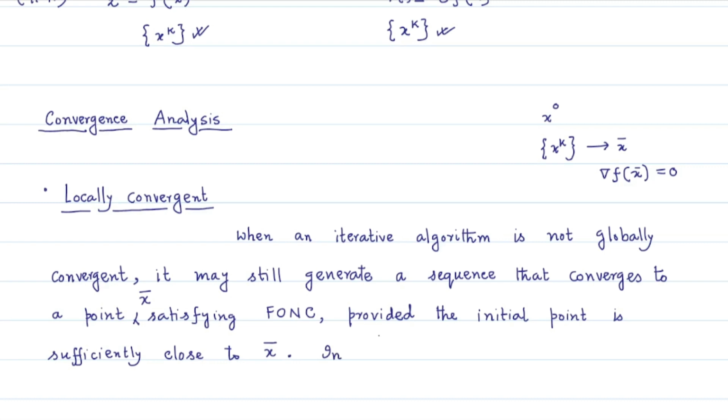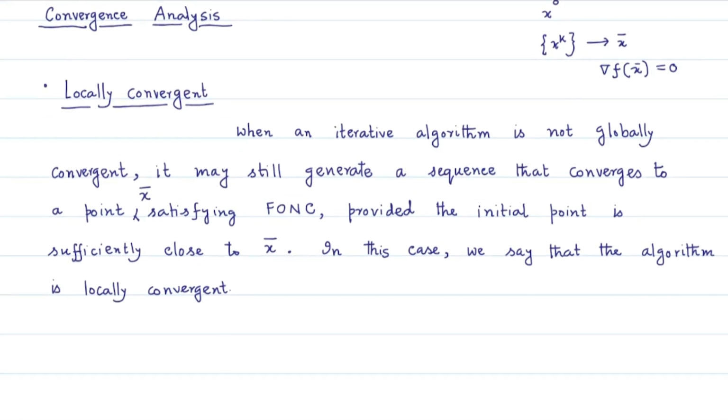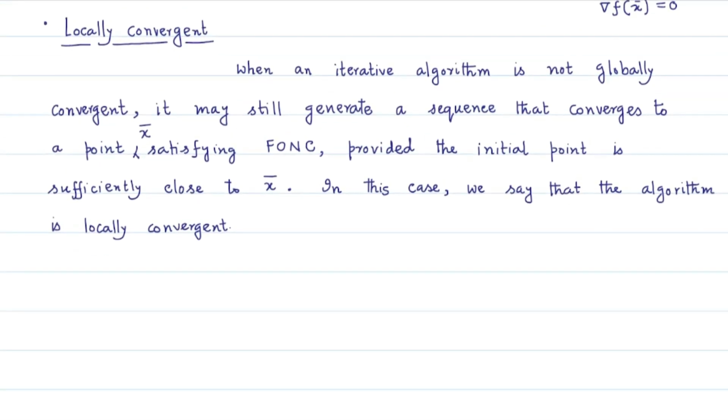In this case, we say that the algorithm is locally convergent. Now, with a quick inspection of Newton's method through a geometrical interpretation of the Newton's iteration, we can quickly identify that Newton's method does not have the global convergence property.